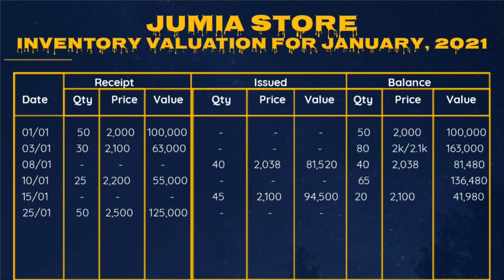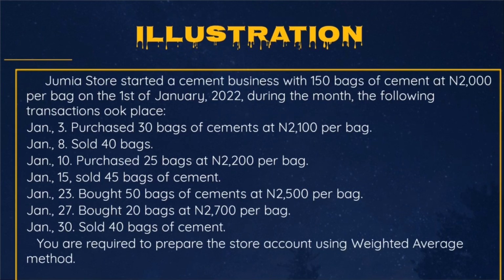Why the balance? The quantity will be, we have 20 in the store before. Now they are supplying 50. 20 plus 50, that will give us 70. Under the price, we've not ascertained the pricing, so we don't know what the total is. So under the value, that is the total balance, that will be 41,980 plus 125,000. That will give us 166,980. January 27, bought 20 bags at 2,700 per bag.